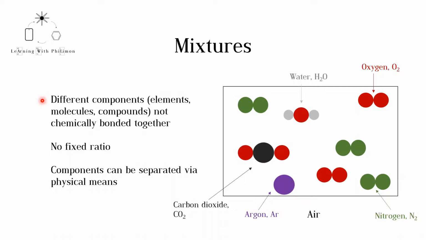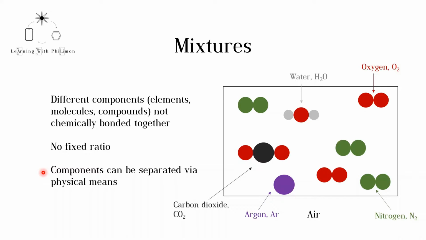Finally, we have mixtures. In a mixture, we have different components, elements, molecules, compounds that are not chemically bonded. In a mixture, there is no fixed ratio of the components. This means that the amount of each component could be different depending on the mixture. As the compounds are not chemically bonded, they can be separated via physical means. Some separation techniques you might want to look up are decanting, evaporation, crystallization, distillation, and chromatography.